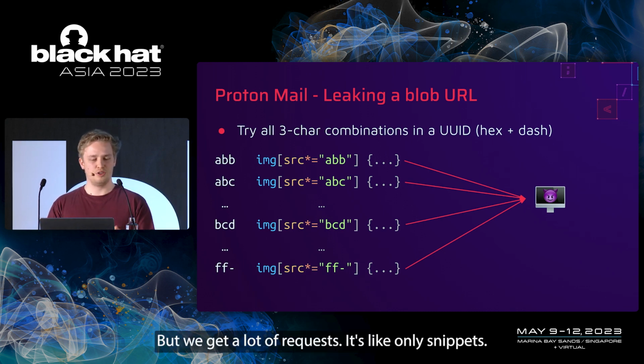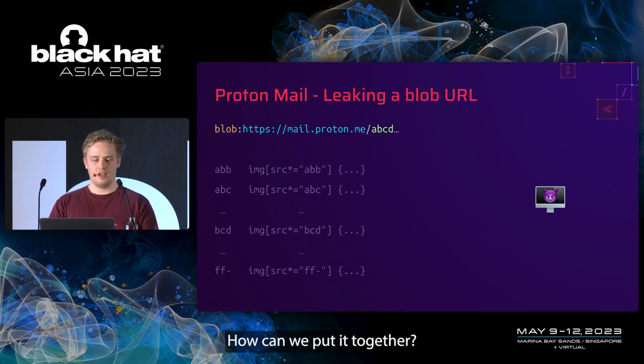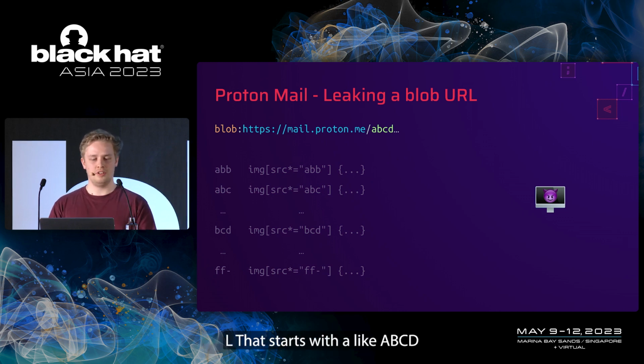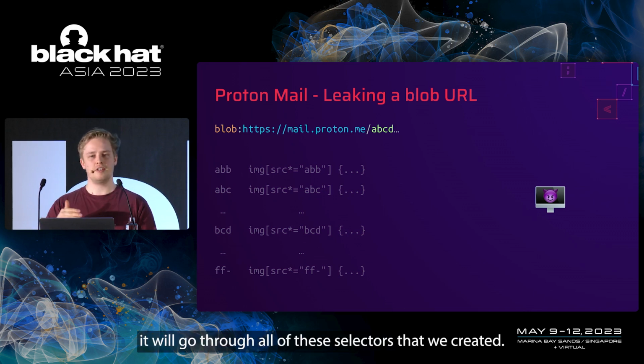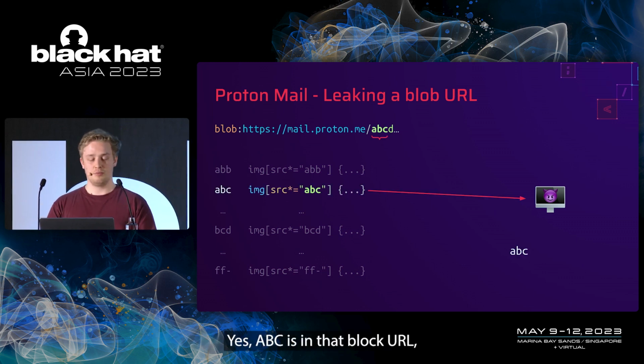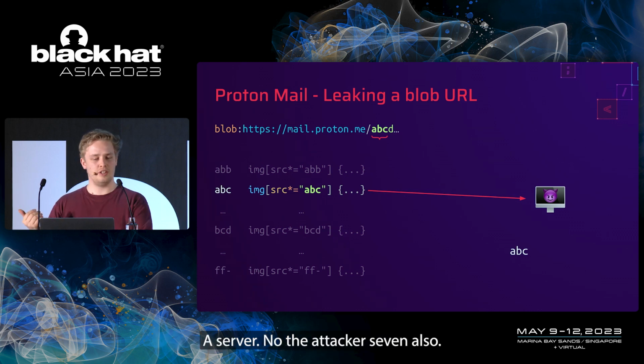But okay, we get a lot of requests. It's only snippets. How can we put it together? Let's look at this example of a blob URL that starts with the UID like ABCD. Now, if the browser renders this, it will go through all of the CSS selectors that we created. And the first one that will match is ABC. Yes, ABC is in that blob URL. So it will request the ABC URL from the attacker server. And now the attacker server knows, OK, ABC is somewhere in there.